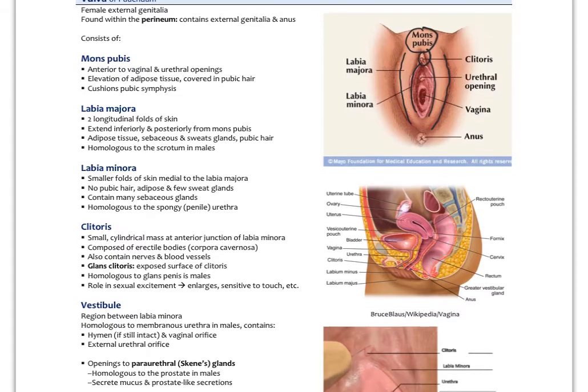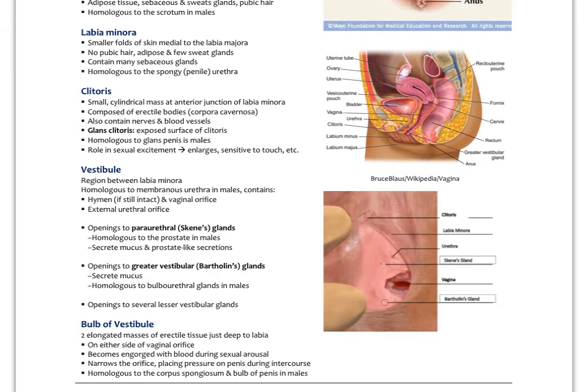And then there's the vestibule, and that's the region between the labia minora. So that's all the region that's sort of depicted in this diagram down here. And this is homologous to the membranous urethra in males. And it contains, if it's still intact, the hymen, which covers the vaginal orifice itself, and then the external urethral orifice, so the urethra here on the anterior side. Let me do this in blue.